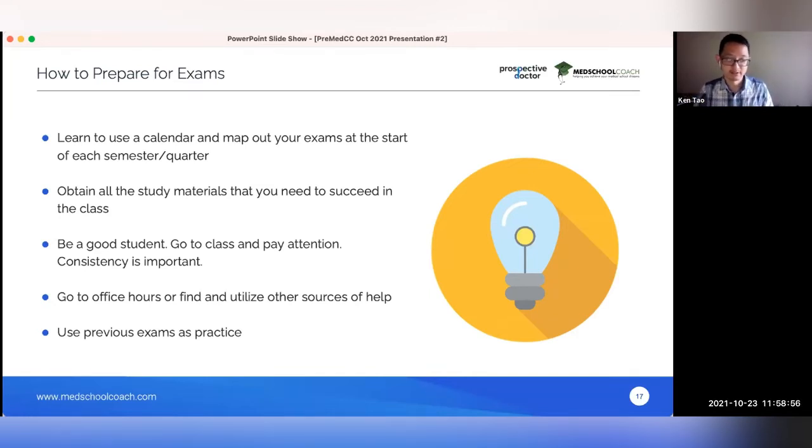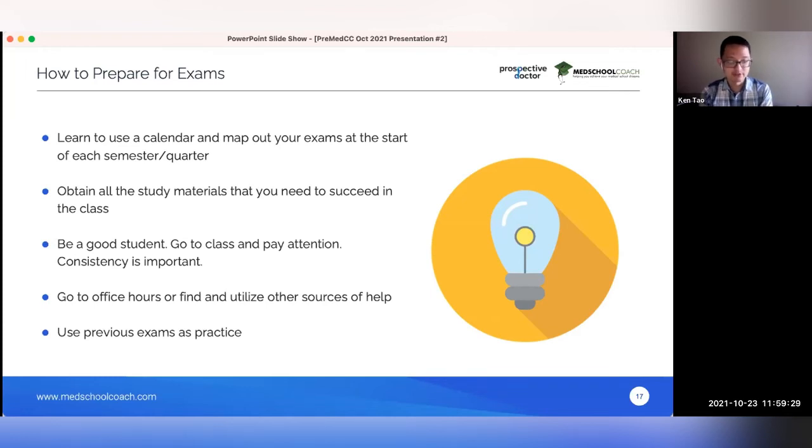In terms of a calendar, there's a lot of different calendars. Personally, I love Google Calendar because I have a Gmail account, and Google Calendar is fantastic. You can put everything that you need to do, all of your responsibilities, including your exams, on your calendar at the start of each semester and quarter. And these days, pretty much everyone has a mobile device, so your calendar should be able to sync on your phone. You should always be able to pick up your phone and see, oh, what do I have to do today? What do I have coming up this week?